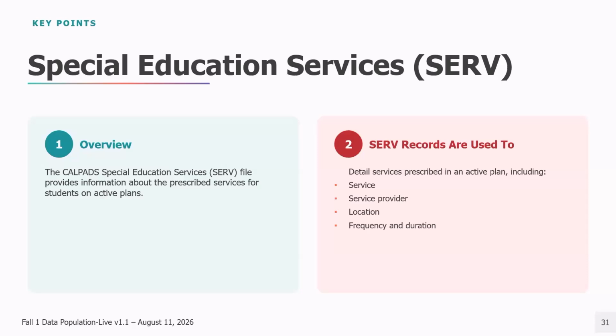Each services record provides details about the type of service being provided, the service provider, the location where the service is delivered, and the frequency and duration of these services. So the services records help identify students who are not receiving the services outlined in their IEP and systemic issues within LEAs related to service delivery.